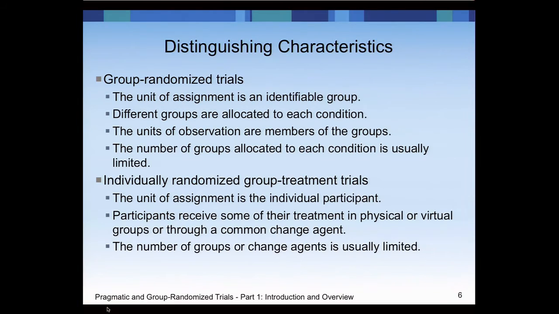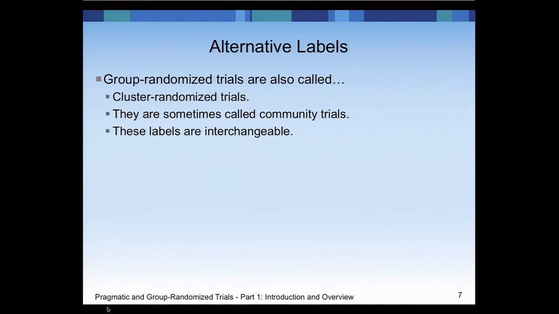In the individually randomized group treatment trial, the unit of assignment is the individual participant, as it is in the randomized clinical trial. But the participants receive at least some of their treatment in a physical group or virtual group or through a common change agent. So this is where they depart from the randomized clinical trials. The number of groups or change agents is often limited, often just a handful. That's not necessarily helpful, but that's often the reality.